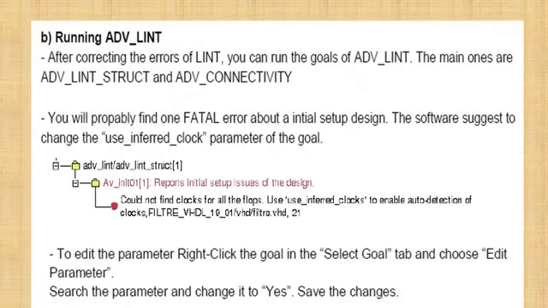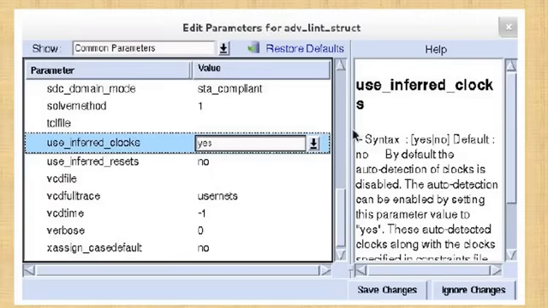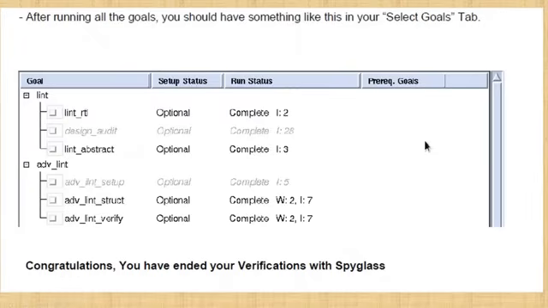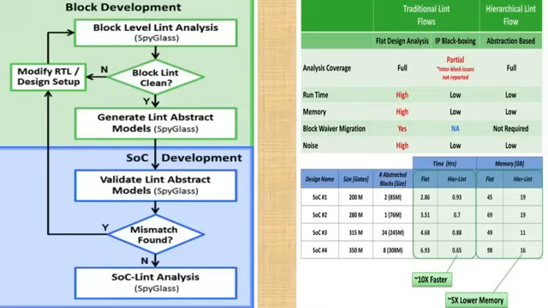Now for the advanced lint, if you have any sort of errors on the use inferred clocks, you should not use such, or if you're using it, you have to change the parameters or settings, making the use inferred clocks to be yes. Now once you have different goals to be run, you have the DRCs and you can verify it. For SPYGLASS, always we do at the block level, fix all the LINT, CDC and SPYGLASS DFT issues, modify the RTL coding, get the changes done, and at the top level, that is at the SOC level, we integrate all the blocks.